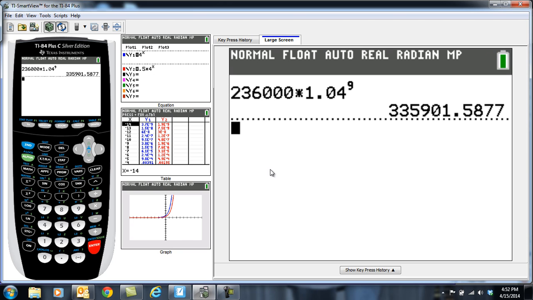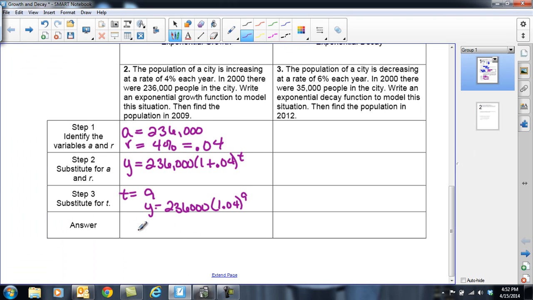There it is, and we're going to round this to the nearest person because we're dealing with population, so it looks like it was 335,902, because that's going to round that to a 2. So I have 335,902 people in 2009. So now let's talk about decay.